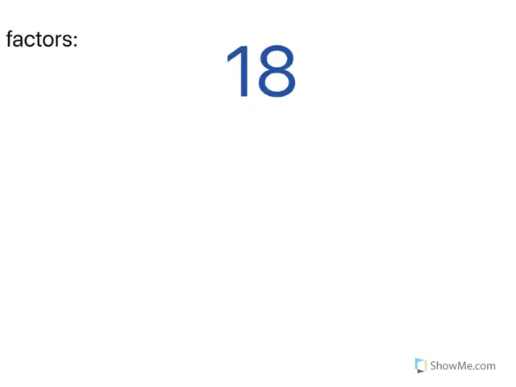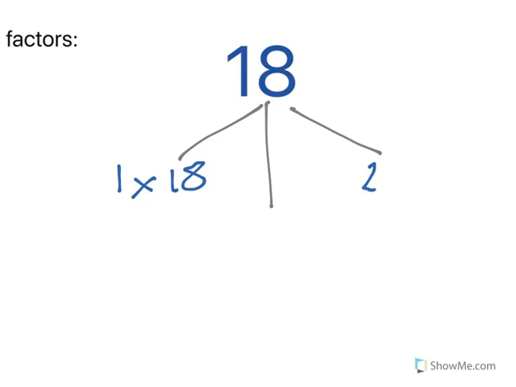Let's think about this number, 18. Pause the video and think about all the factors that you can think of to get the number 18. Alright, so for 18, we know that we can always do 1 times the number, so 1 times 18. We also know that we have 2 times 9. And then there's one more, which is 3 times 6. These would be all the factors of 18.